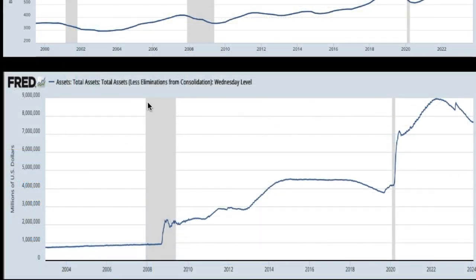This is the assets, total assets less eliminations from consolidation, Wednesday level. So this is the Fed's balance sheet that you hear people talk about a lot, that it really increased quite dramatically. It was somewhere around 4 trillion, a little bit.